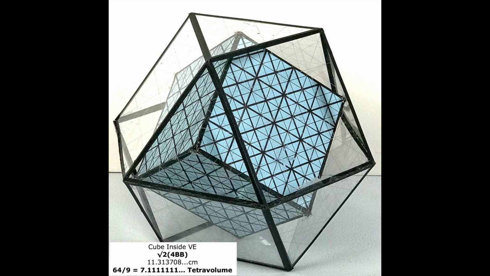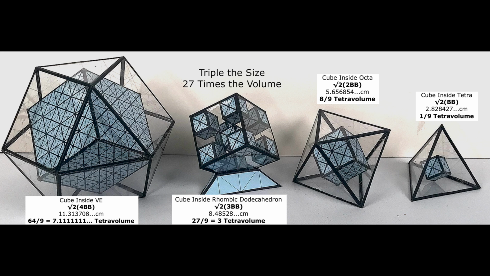The edges of this cube are divided by 4, so there are 4 by 4 by 4 equals 64 small cubes that add up to 64. 64 divided by 9 equals 7.1111 tetravolumes. The cube inside the octa is the square root of 2 2bb and has a volume of 8/9 TV. The tetra's cube inside has an edge of the square root of 2bb and the volume of 1/9 TV.